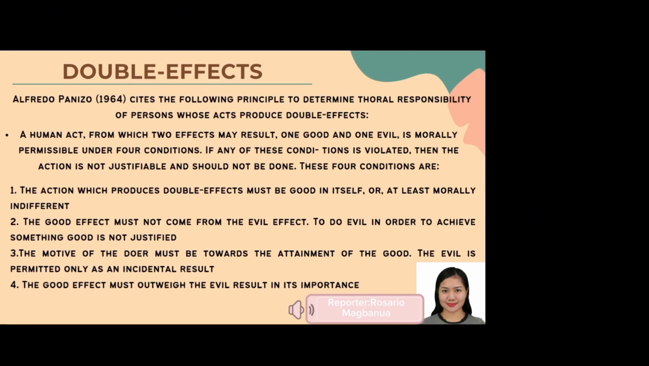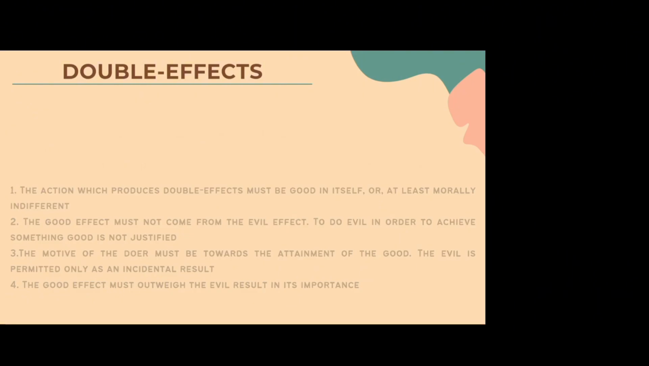These four conditions are: number 1, the action which produces the double effect must be good in itself or at least morally indifferent. Number 2, the good effect must not come from the evil effect. To do evil in order to achieve something good is not justified. Number 3, the motive of the doer must be towards the attainment of the good. The evil is permitted only as an incidental result. And lastly, number 4, the good effect must outweigh the evil result in its importance.